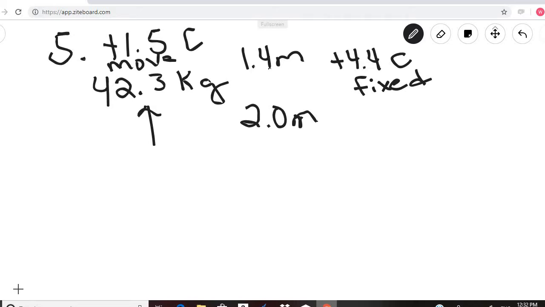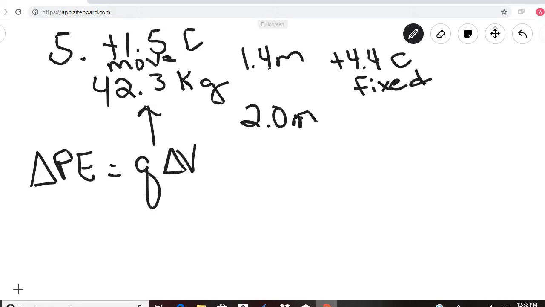If it starts 1.4 meters away, how fast will it be moving when it is 2 meters away? In order to get the speed at which it is moving, we need to know its kinetic energy. And in order to know its kinetic energy, we need to know the potential energy. It started at rest, so we first need to figure out the potential energy. The change in potential energy is equal to Q delta V. So we first need to figure out the change in the electric potential.